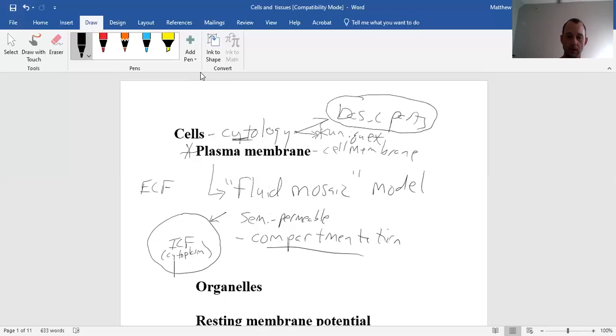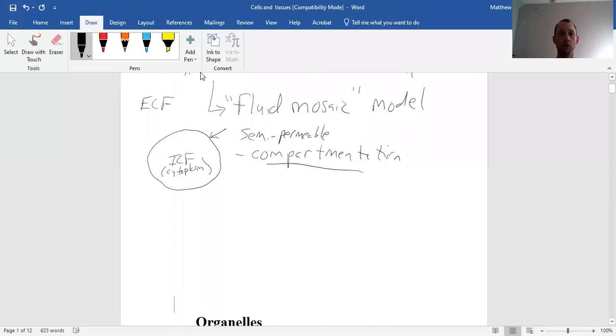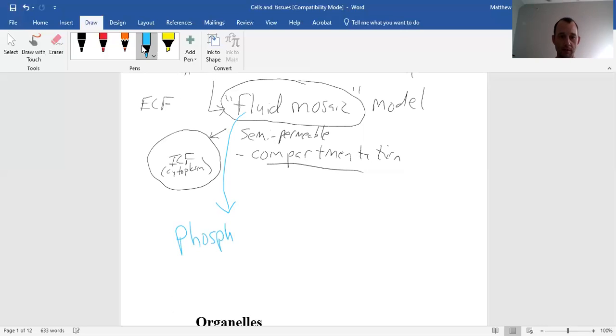Now, when we talk about this in terms of being a fluid mosaic model, the fluid mosaic model describes the makeup of your cell, what it consists of. Your fluid refers to what's called the phospholipid bilayer. Your mosaic refers to all of the suspended stuff in that plasma membrane.